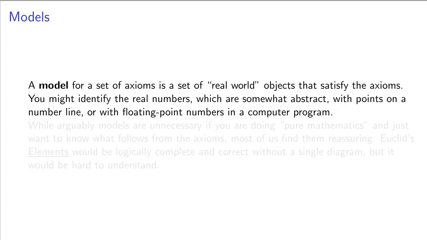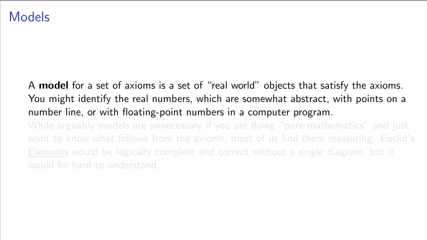Now let me introduce the concept of a model for a set of axioms. A model is a set of real-world objects. They might be geometrical objects like lines and squares. They might be arithmetic objects like real numbers or the fractions, the rational numbers. Or they might be things in a computer program. But they're things that you can actually work with. And a model for a set of axioms is a set of objects that satisfies all the axioms.